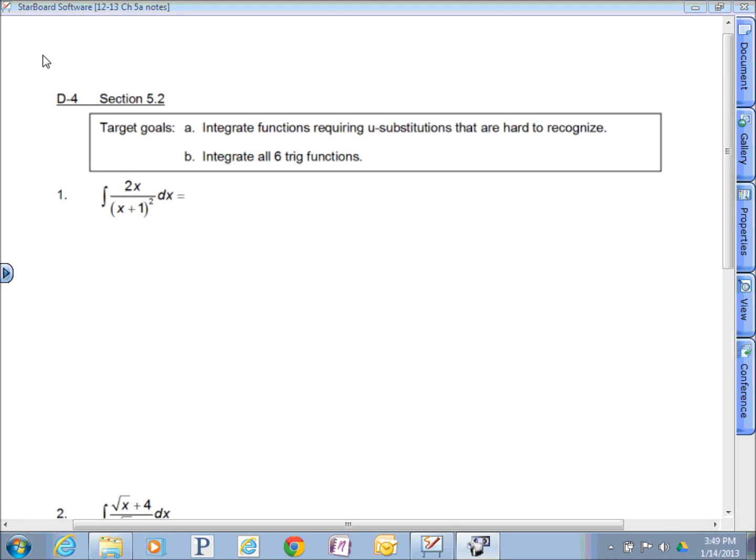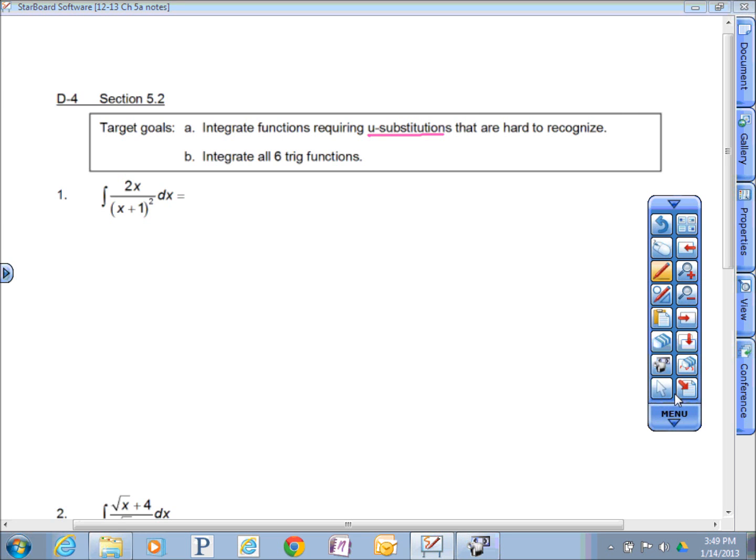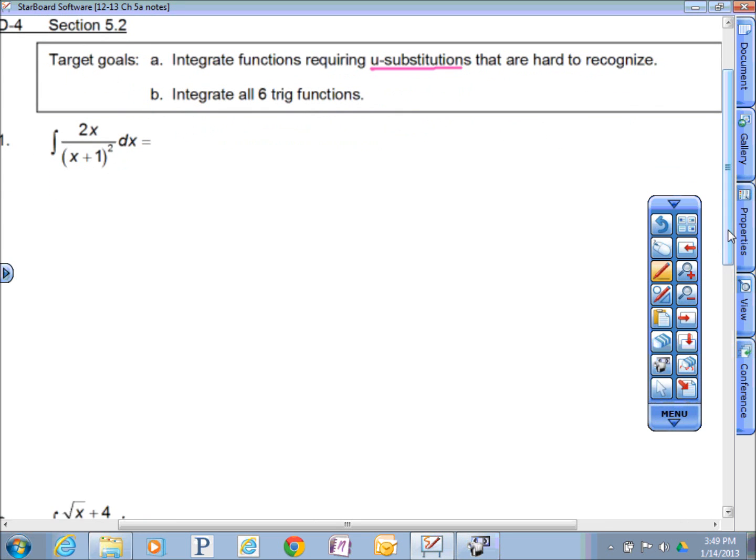Fourth day, chapter 5. We're integrating functions some more, and we're going to do some more u substitutions, but these u substitutions are going to be a little bit more advanced and give you a little bit more trouble. So I'm going to start by zooming this, create a little bit more space.